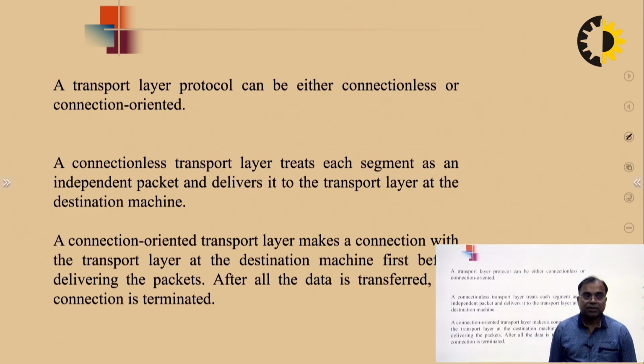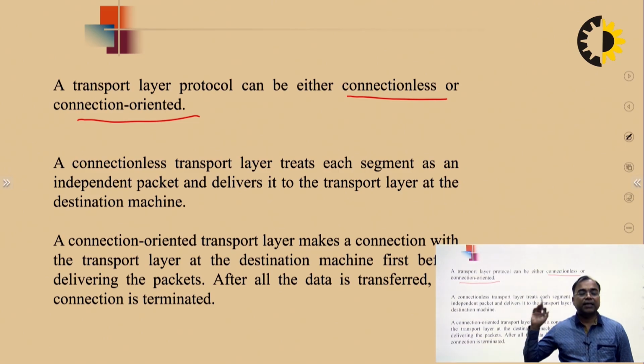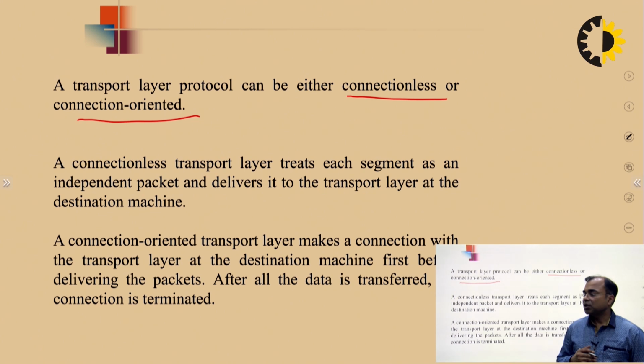We can say transport layer protocols can be either connectionless or connection oriented. Two types of protocols, two types of data sending, are used in this layer: one is connectionless, the other is connection oriented. What does this mean? Connectionless means there is no dedicated path for sending data from sender to receiver. Connection oriented means there is a dedicated path between the sender and receiver. Now understand it properly.